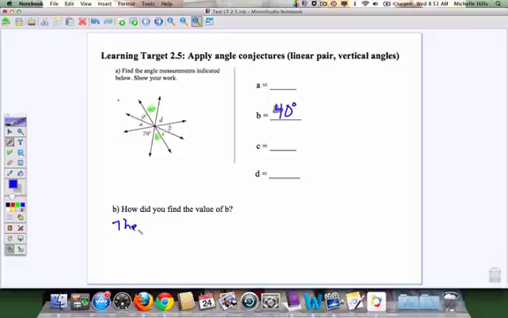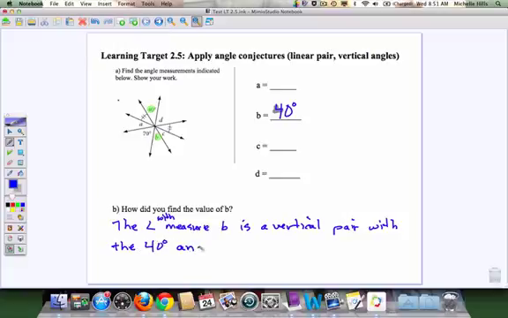The angle with measure b is a vertical pair with the 40-degree angle, and vertical angles are congruent. So I have b, and I know that that is 40 degrees.